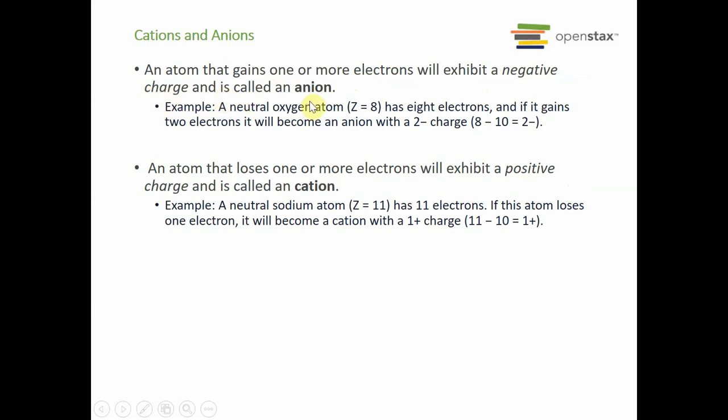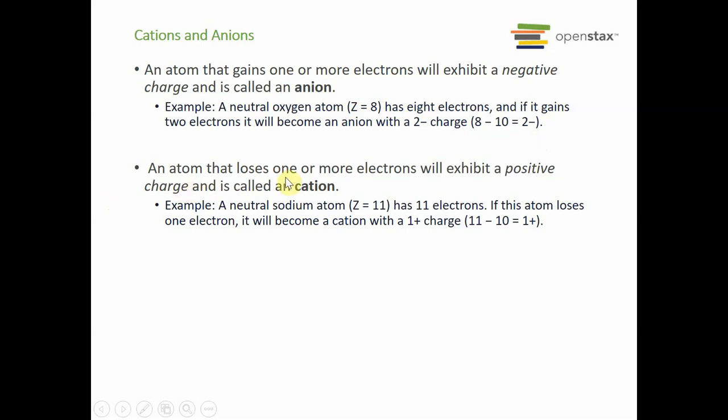and is called an anion. It helps to focus on the N of anion to think of it being negative. Example, a neutral oxygen atom, its atomic number is 8, has 8 electrons, and if it gains 2 electrons, it will become an anion with a 2 minus charge. 8 minus 10 equals negative 2.